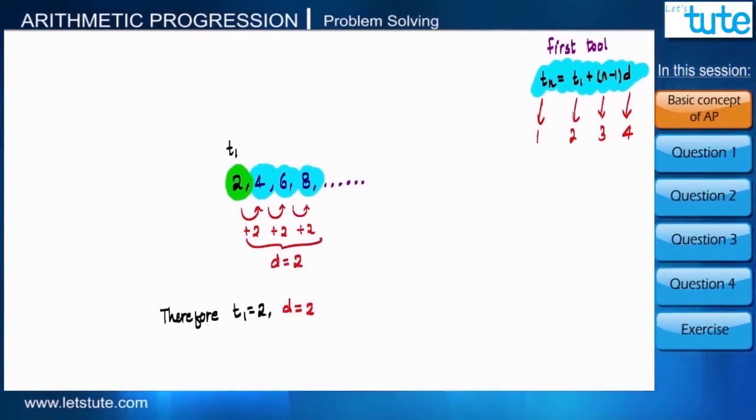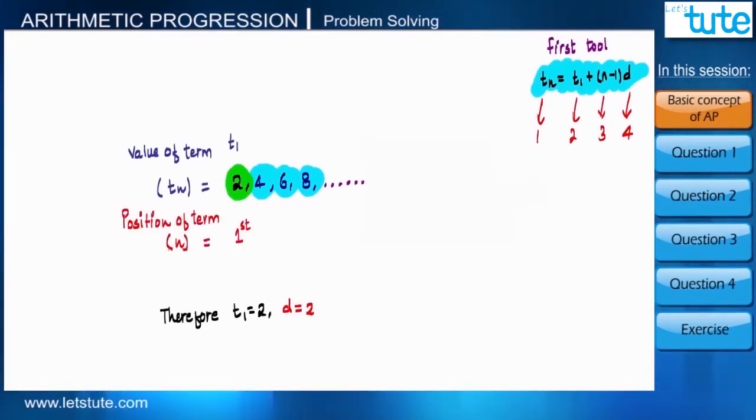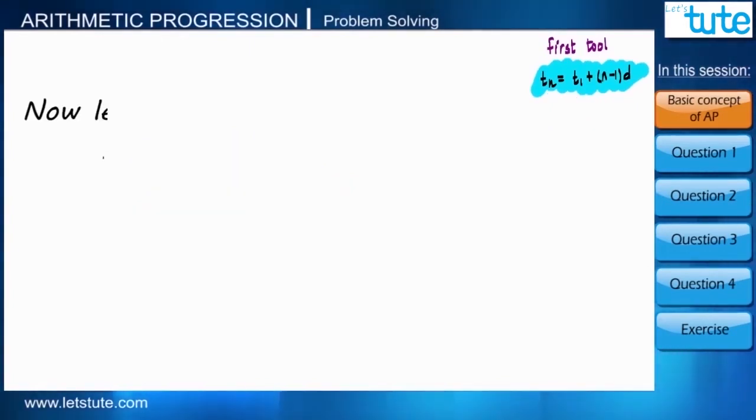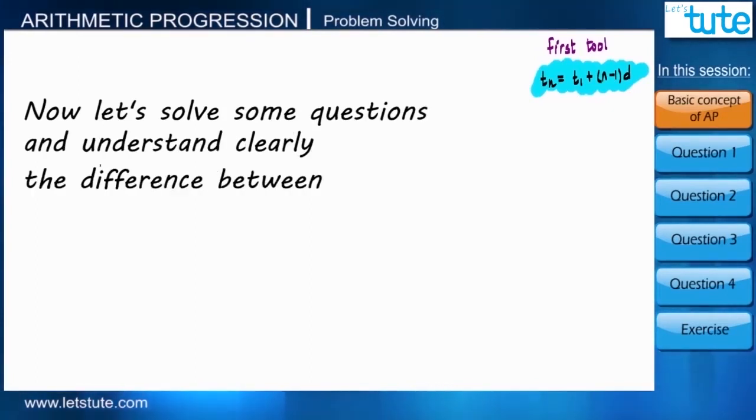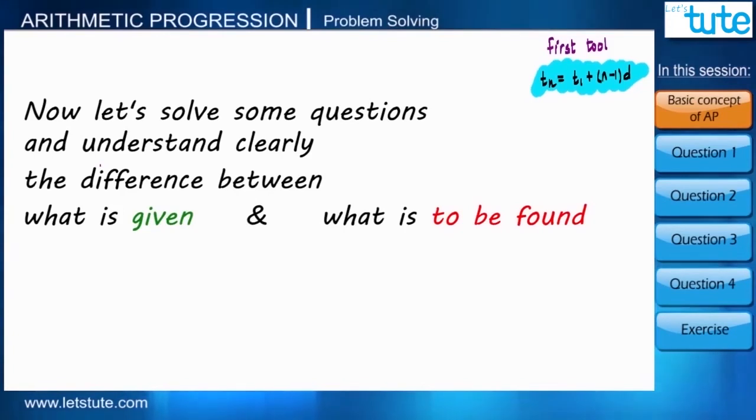Or we can even say that the value of the term at the first position is 2, at the second position is 4, and like that the value of the term at the fourth position is 8. That means N represents the position of the term, whereas Tn represents the value of the term at that particular position. Okay, so now we know what exactly these parameters denote. But many times we find it difficult to identify what is given and what exactly we need to find. So let us learn how to go about it.